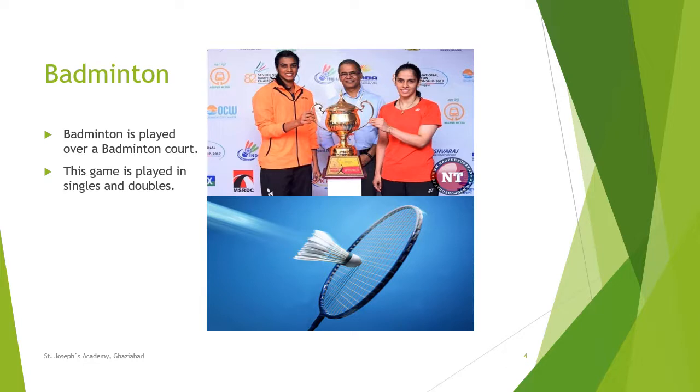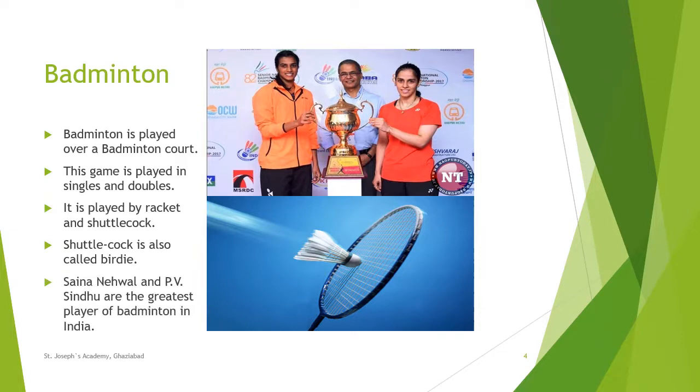This game is played in singles and doubles. It is played with a racket and shuttlecock. Shuttlecock is also called birdie. Shuttlecock is made up of around 16 feathers. Saina Nehwal and PV Sindhu are the greatest players of badminton in India.